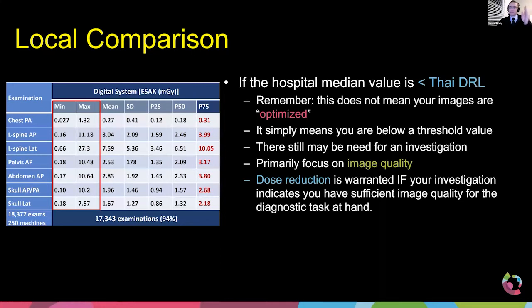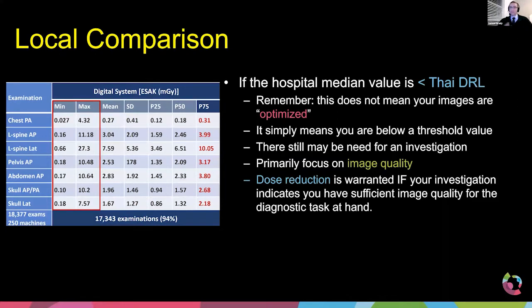If there is sufficient image quality, then yes, the next step could be to reduce the dose some more. If the dose that's below the national DRL produces a certain level of image quality that is deemed sufficient or important, critical, or necessary for a diagnostic task, then the answer is no, you do not need to reduce the dose, or you shouldn't reduce the dose.